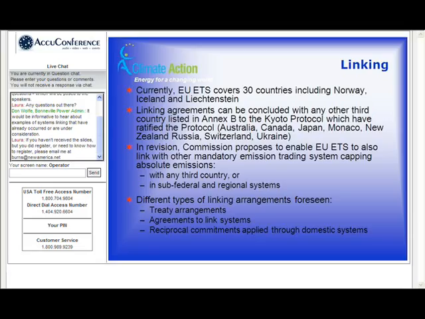So in this legislation, which is expected to be agreed at latest by spring 2009, Europe's making clear that it is willing and able to link up with any other credible trading system in the world. And I'll say more on why in a slide or two.